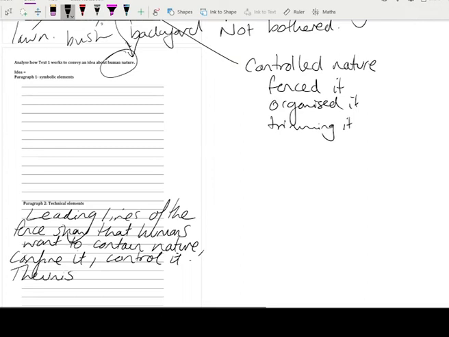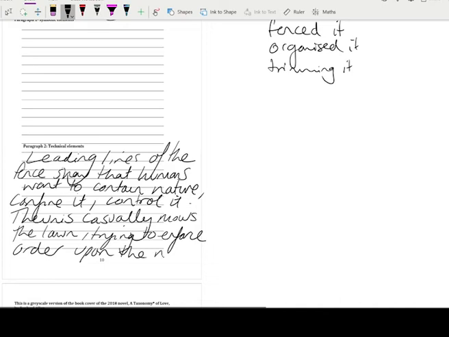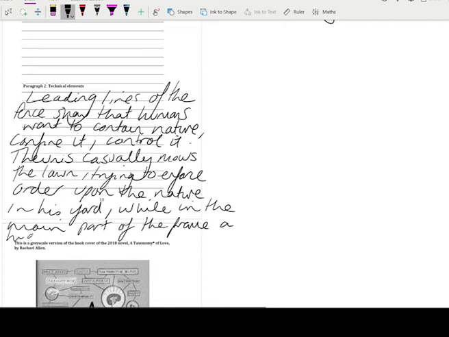The man's name was Thunis. So all you really need to say about him is he casually mows the lawn, trying to enforce order upon the nature in his yard. So I would talk about that aspect.